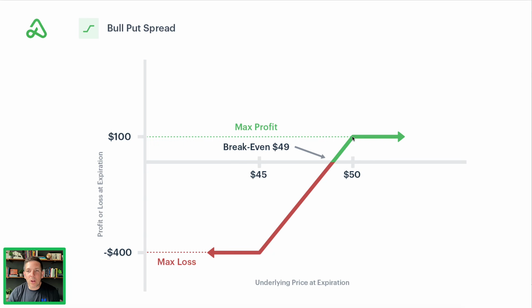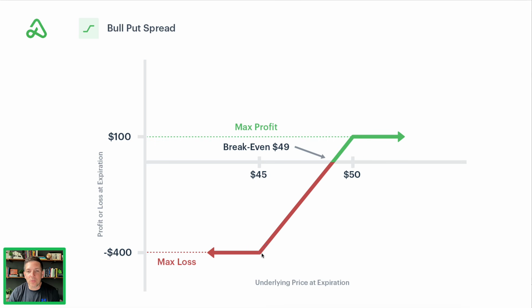And then what we're also going to do is go out to the 45 strike and buy a put option down here. Now this is where the payoff diagram reshifts and becomes fixed max loss. So this is defined max loss. We know exactly how much we can lose on this position because we sold a contract and we bought a contract in the same expiration, just with different strikes.